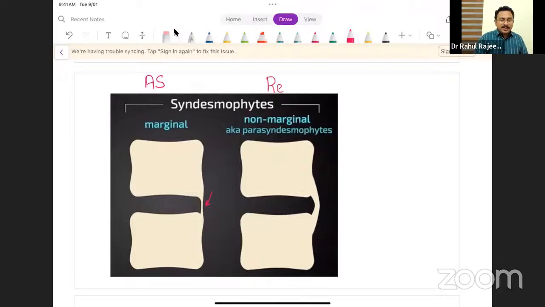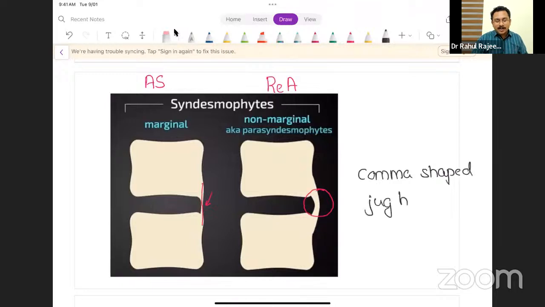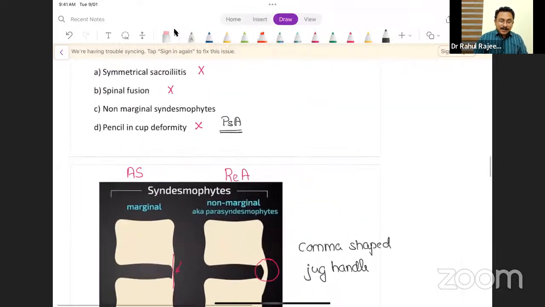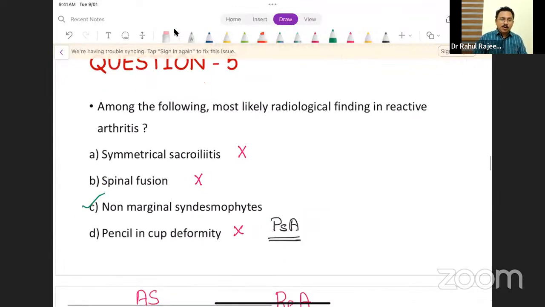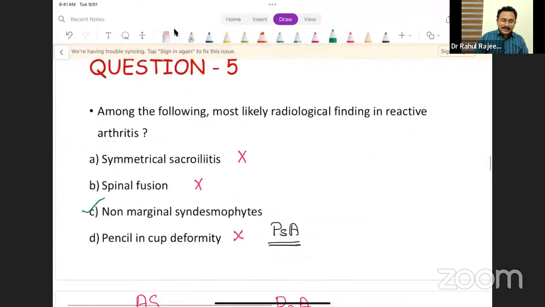Whereas in case of reactive arthritis, you can see that the syndesmophytes are slightly away from the margins. Can you see it? It's not like in a straight line, right? It is slightly away from the margins, and it is also slightly bulkier. Because it is bulkier, it often looks comma shaped. It is comma shaped, or sometimes people call it jug handle syndesmophytes. Comma shaped syndesmophytes or jug handle syndesmophytes. So keep that in mind. The answer for this question will be option C, non-marginal syndesmophytes. I hope you're clear with that. Now coming to question number 6.